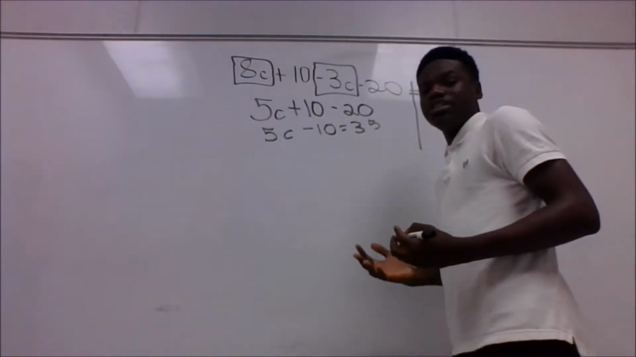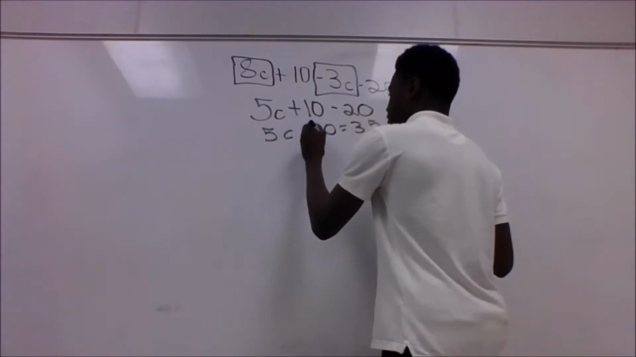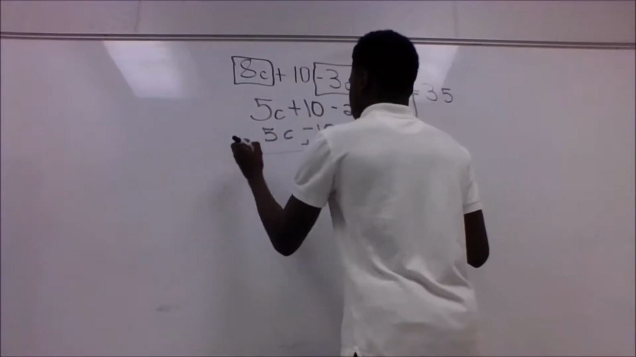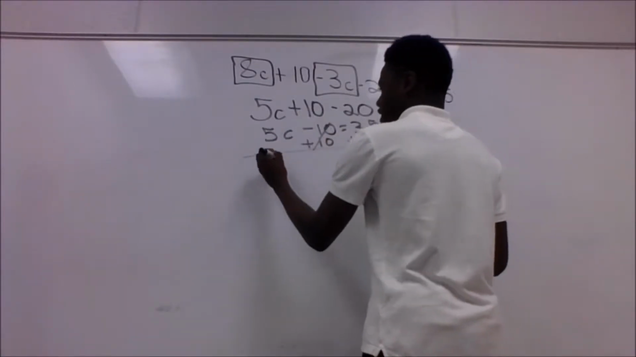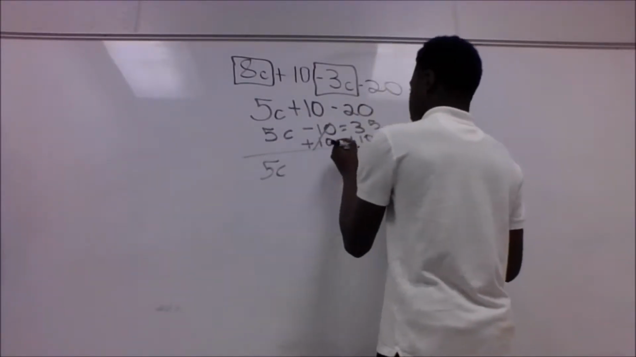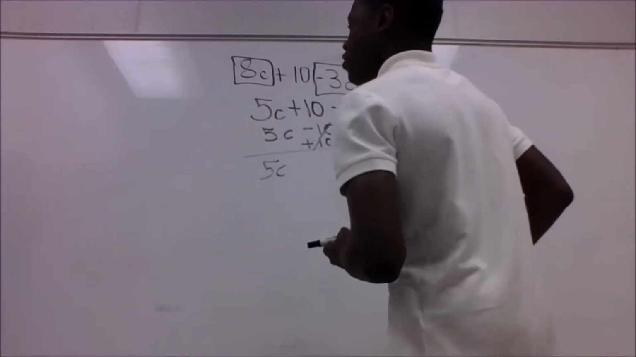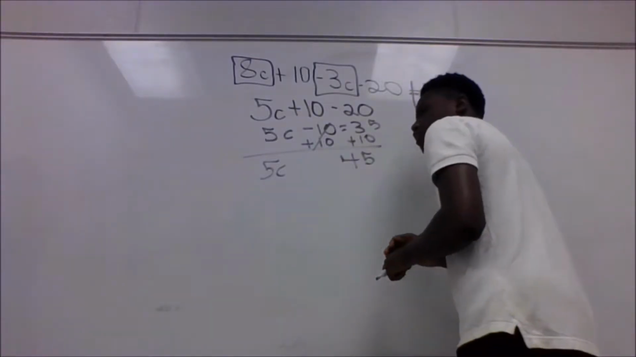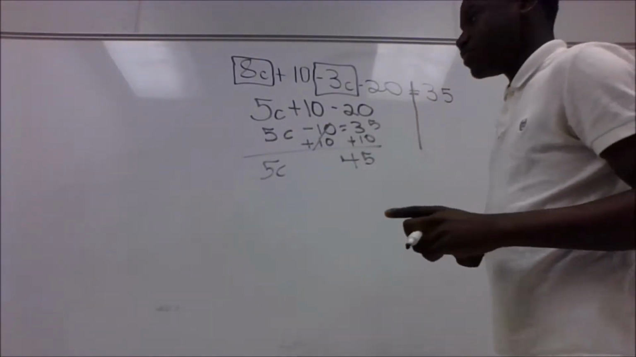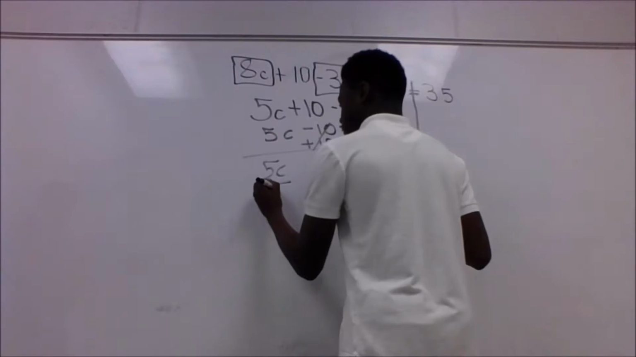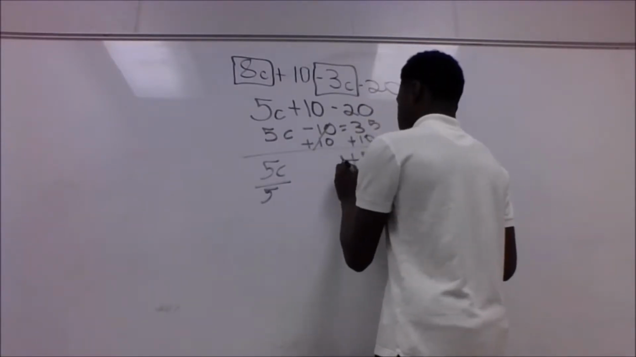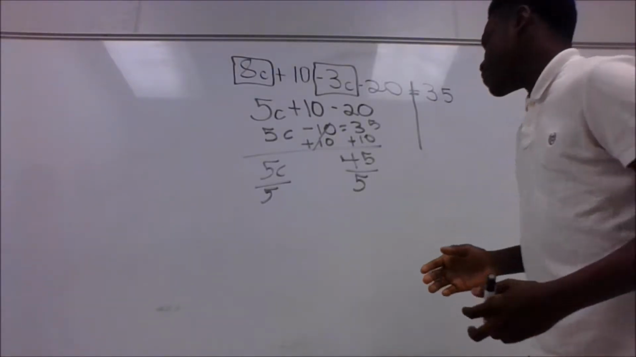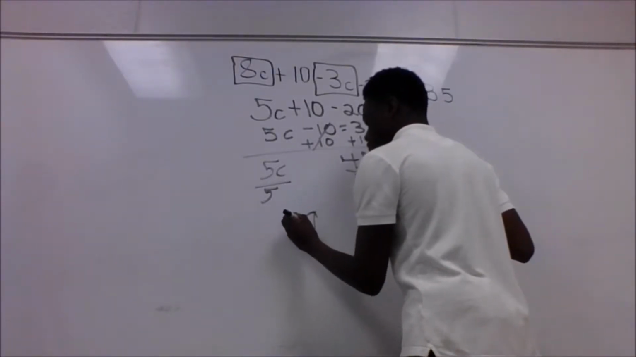All right, so just like a two-step equation, you want to plus 10 on both sides. You want to cross this one out, bring down your 5, and 35 plus 10 will give you 45. Okay, so for this one, you want to divide both of them by 5. Okay, so 45 divided by 5 will give you 9.